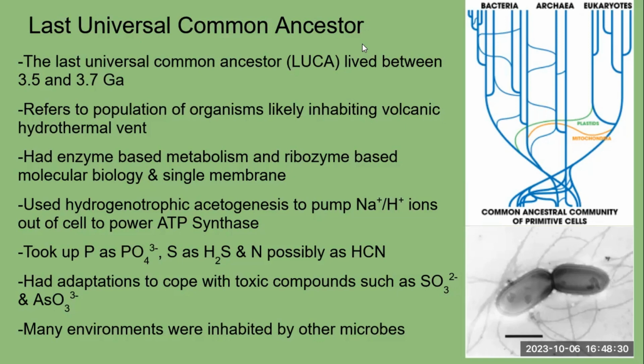LUCA would have also taken up phosphorus as orthophosphate, sulfur as hydrogen sulfide, and nitrogen from either ammonia or hydrogen cyanide. It also had adaptations to cope with toxic chemicals emitted from the vent, such as sulfite and arsenite. What's important to keep in mind is that LUCA inhabited one of many environments on the Eoarchean Earth.